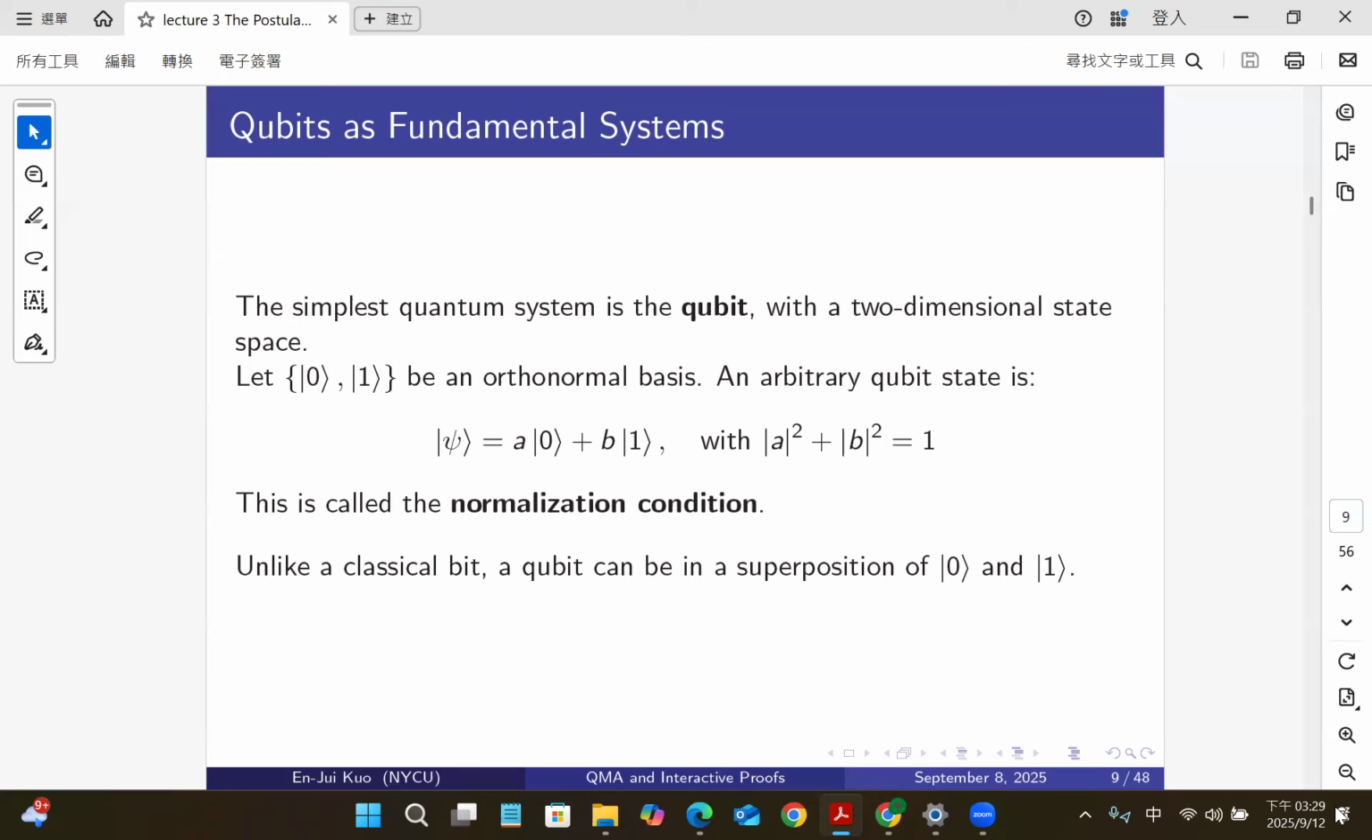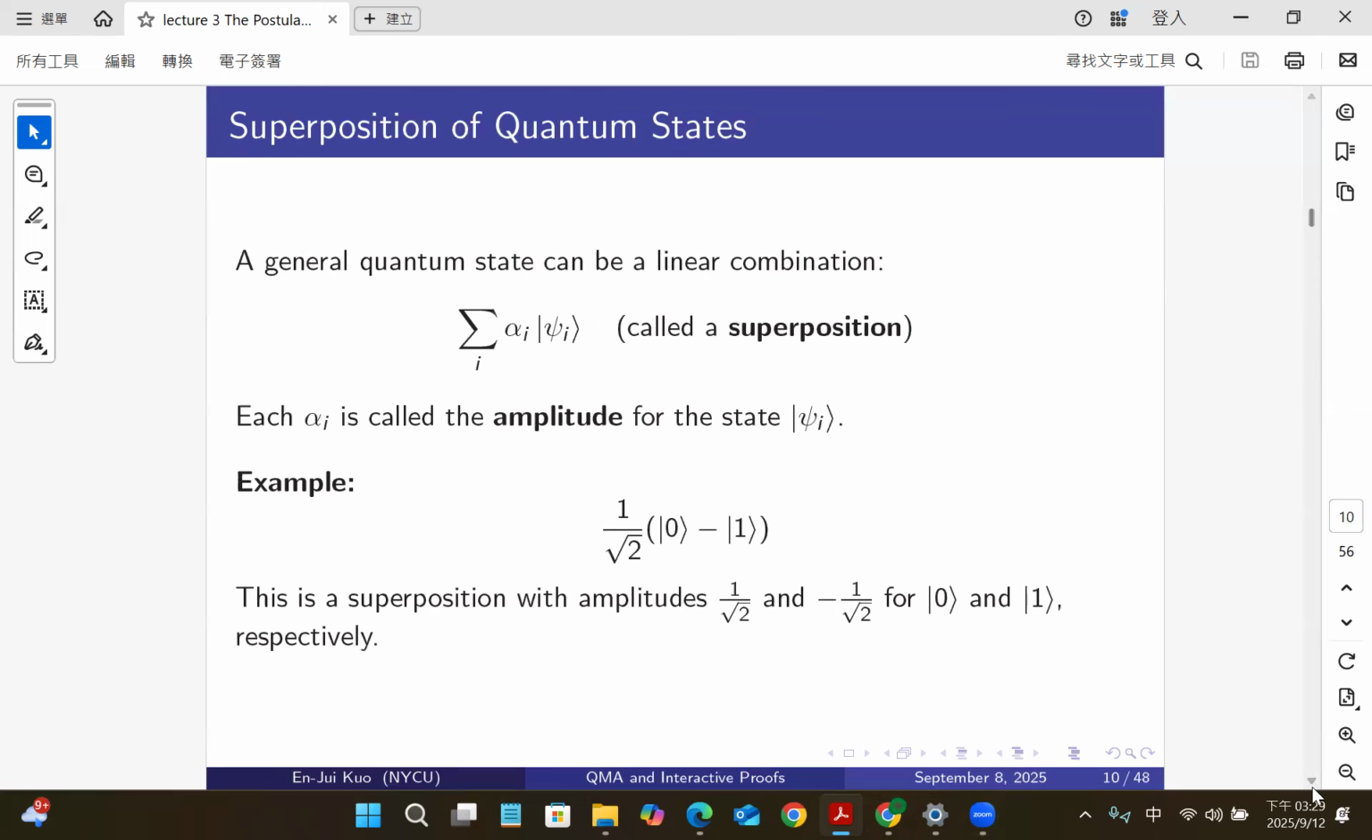So this is just trivial. It's a two-dimensional vector with entries A and B. And basically any general quantum state is some linear combination of basis states. This is called superposition, and this alpha_i is called the amplitude of the state. For example, I can write 1/sqrt(2) of |0> minus 1/sqrt(2) of |1>. This is a superposition with amplitudes 1/sqrt(2) and minus 1/sqrt(2). So these are simple.